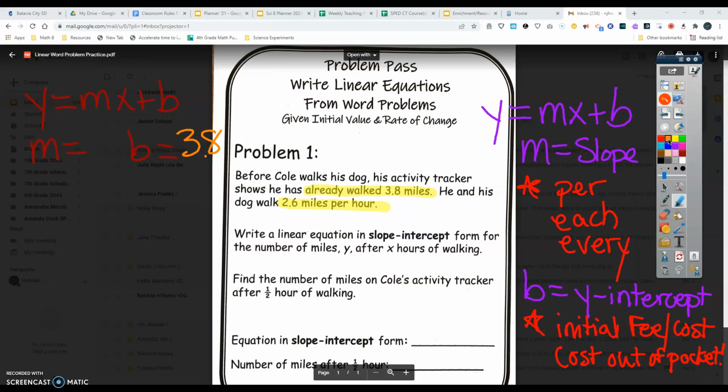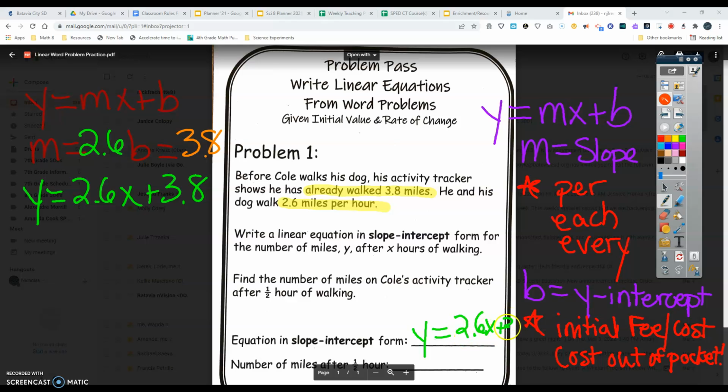So when we put this all together, we have y equals 2.6x plus 3.8. So that's our equation, right? That's what you should have down here. That's what slope-intercept form means. Slope-intercept form, all it is is y equals mx plus b. That means y equals mx plus b form. That's all slope-intercept form is.